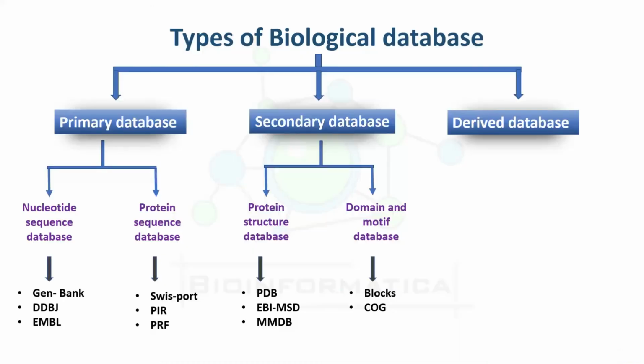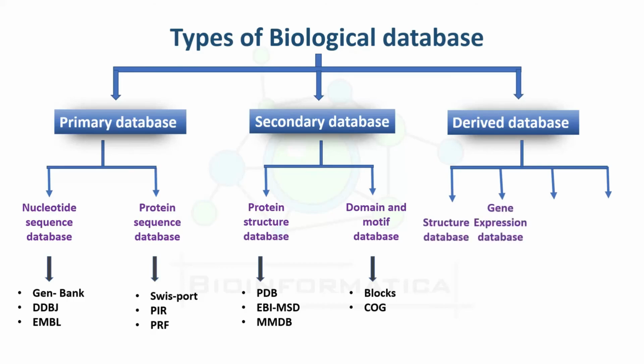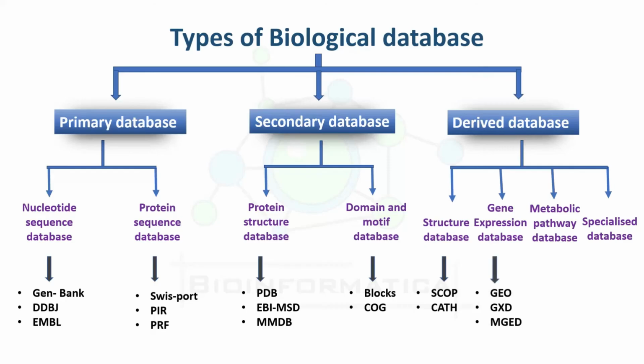Moving to derived databases. Derived databases are further classified in 4 classes as structure database, gene expression database, metabolic pathway database, and specialized database. We will see a few examples of each database. As structure database, we'll see SCOP and CATH. Gene expression database, we'll see GEO, GXD, MGED. In metabolic pathway database, we will read about KEGG, PathDB, EMP. And last is specialized database, in which we will see examples such as TGI, GSDB, GPCRDB.